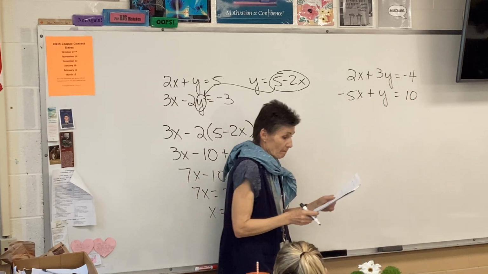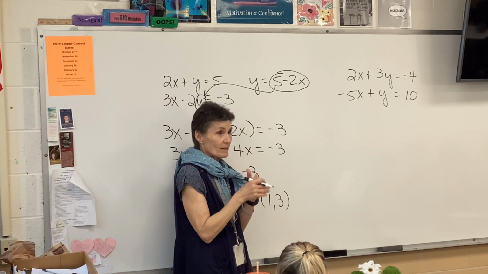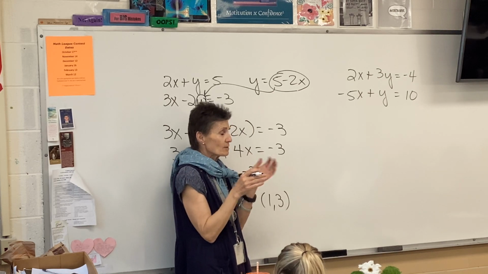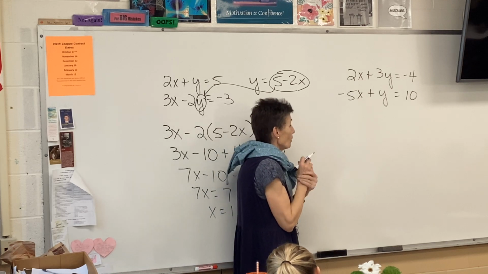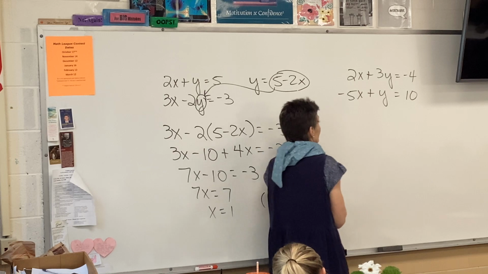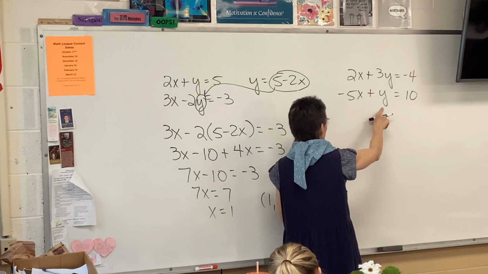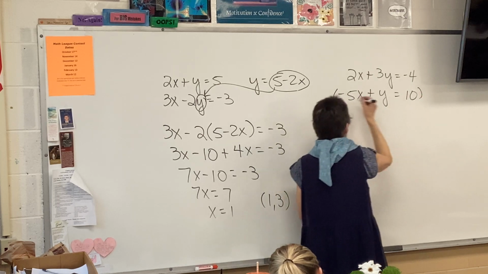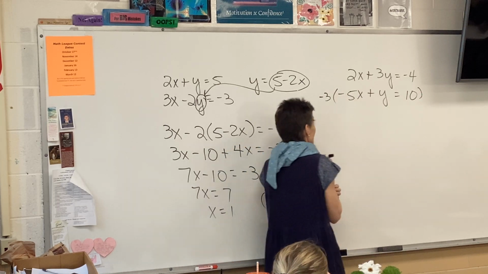elimination. Now remember, we have to follow the directions. We'll get the same answer no matter what, but we have to follow the directions. So multiply by... well, if you're trying to eliminate the y's, you would want to multiply by negative 3, wouldn't you? Yes. Because we need to make that a negative.